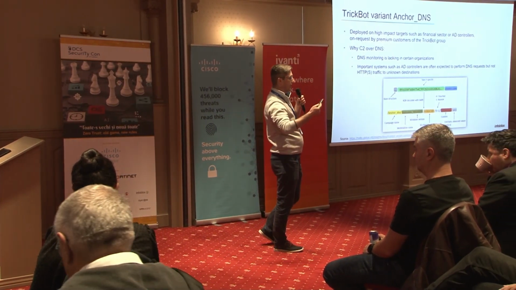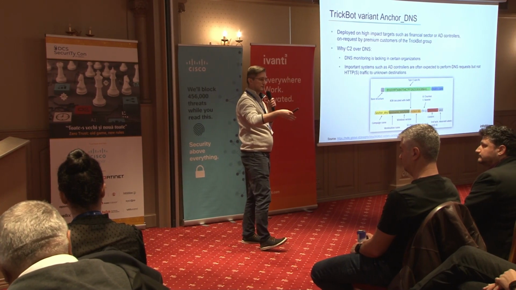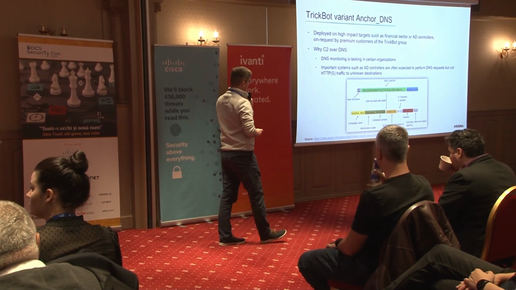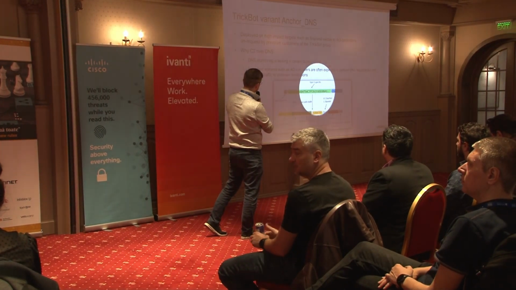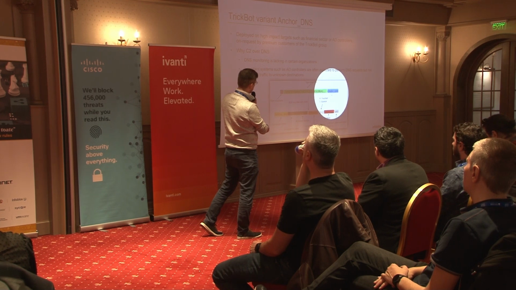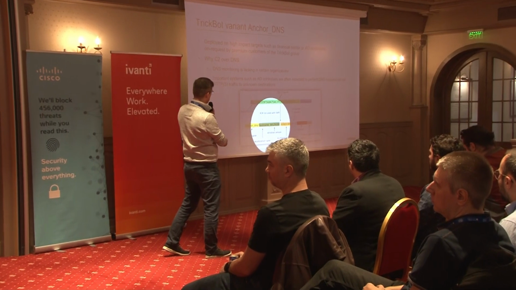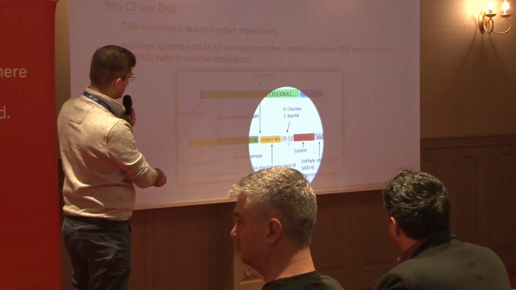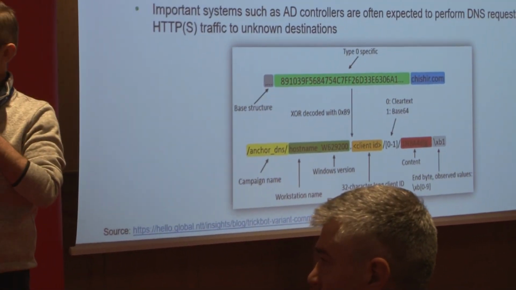Let's say after the initial infection, they recognize it's an AD controller or a financial sector computer, and they download the Anchor DNS module. Anchor DNS hides information in the query, as you see. Here is encoded data, and you have some C2 domain name. After decoding this encoded data, you can see a campaign name, host name, Windows version, client ID, and finally some payload. So this is hidden inside of a DNS query, right?